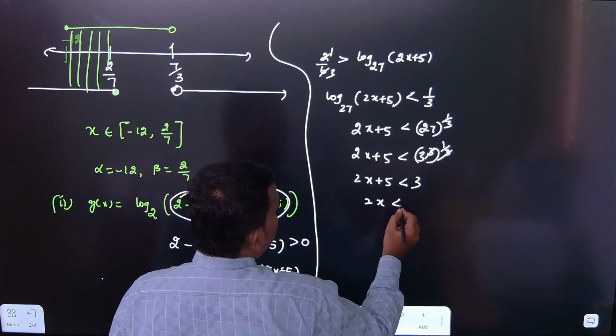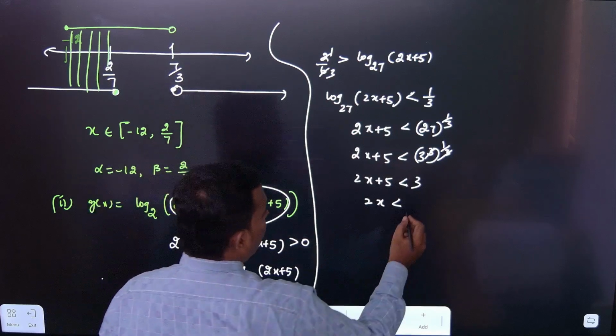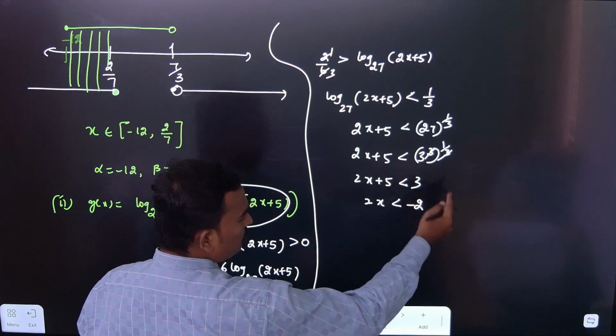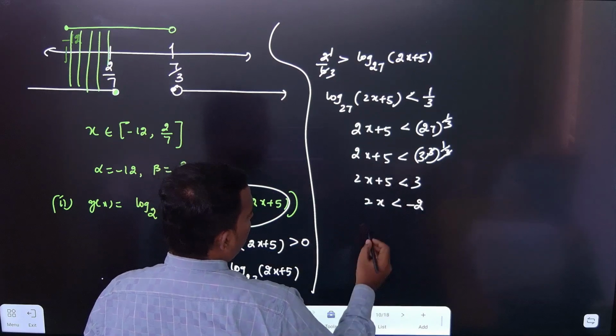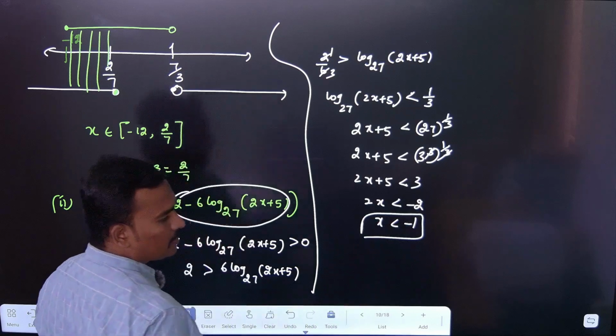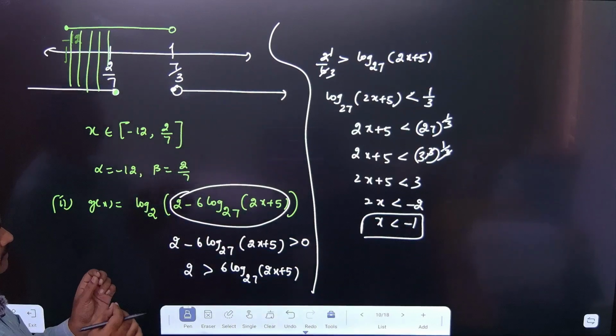So 2x is less than 3 minus 5, which is minus 2, right? Minus 5 you send to the right side. So x is less than minus 1. Clear? The condition from g of x here is x is less than minus 1.